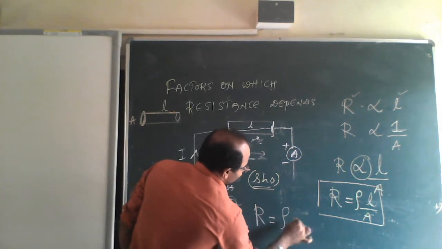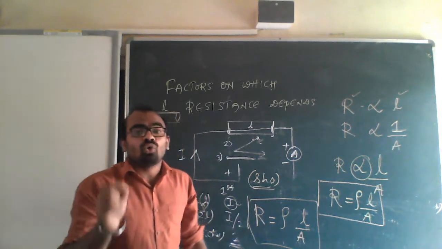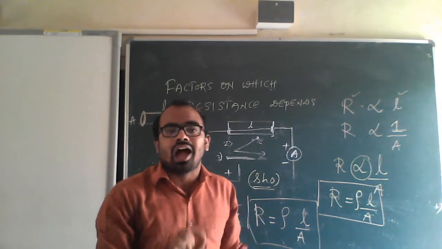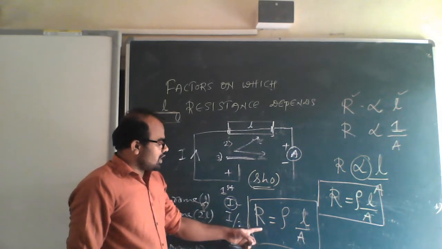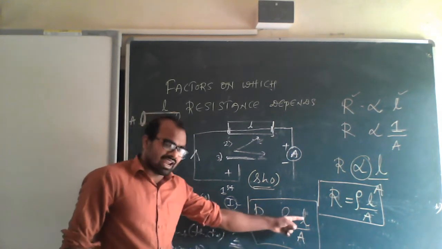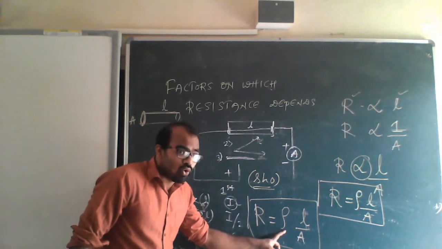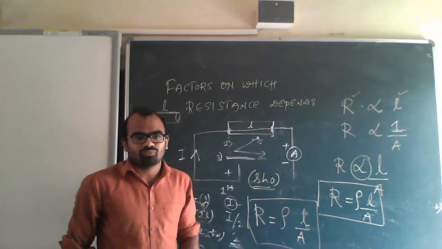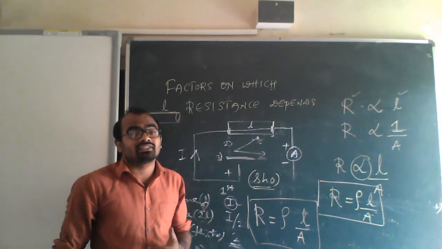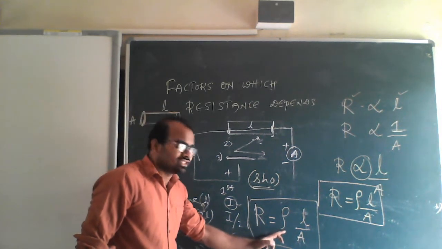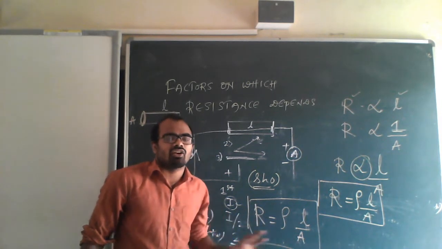R equals rho into L by A. This is a very important formula. So what is rho? Rho is called specific resistance or resistivity. Don't get confused. R is the resistance of the conductor, L is the length of the conductor, A is the area of cross section of the conductor, and rho is the resistivity of the conductor's material, or in other words, the specific resistance. This is resistance, resistivity, length, and area of cross section.